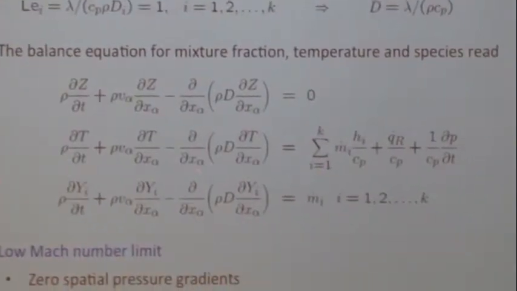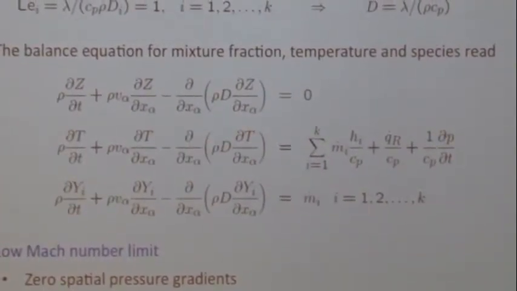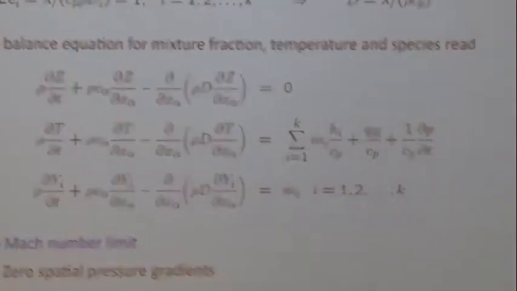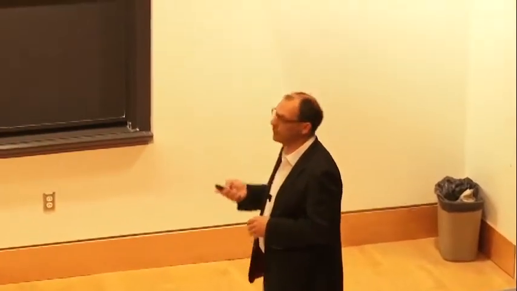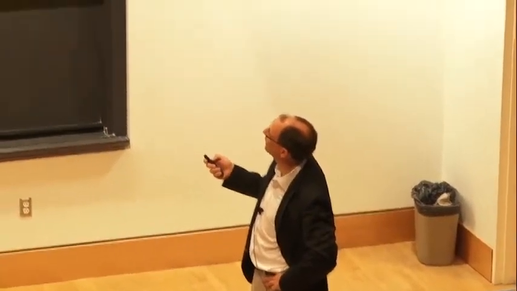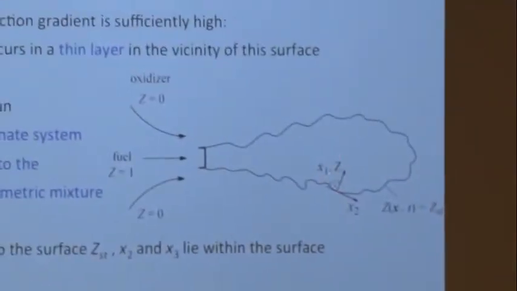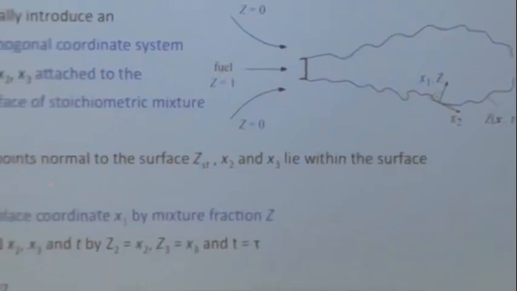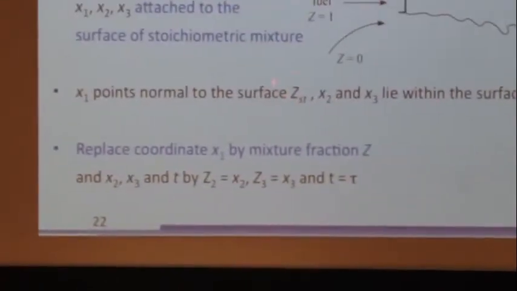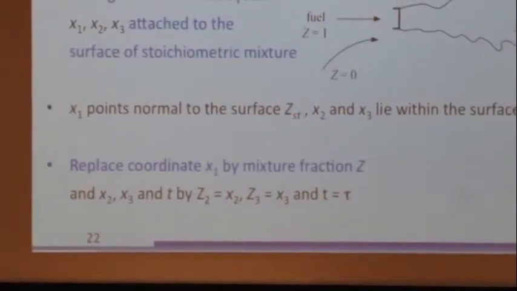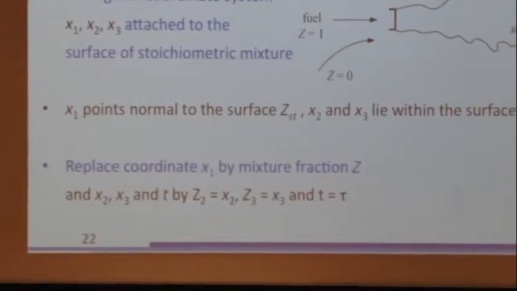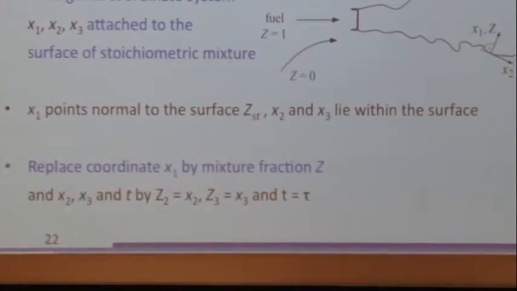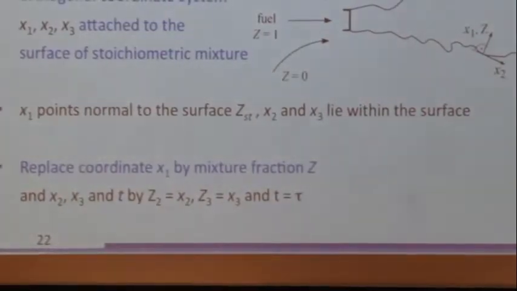Okay? One thing I should say, maybe this is the first time we do this here. These are the equations, of course, but until now we always looked at one-dimensional equations. These are equations now in three-dimensional space, right? They're the full three-dimensional equations. We don't make an assumption that anything is one-dimensional. Okay, but we want to fix the coordinate system like I just said. So x1 is normal to the surface of z equal to z stoichiometric. And then x2 and x3 are, of course, in the surface of stoichiometric mixture.